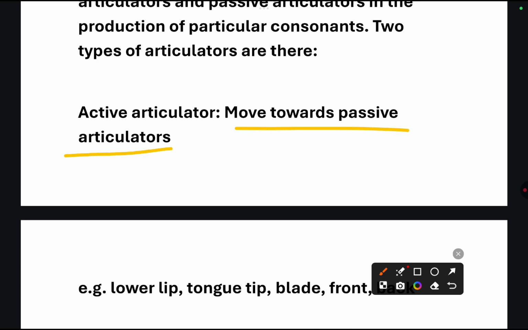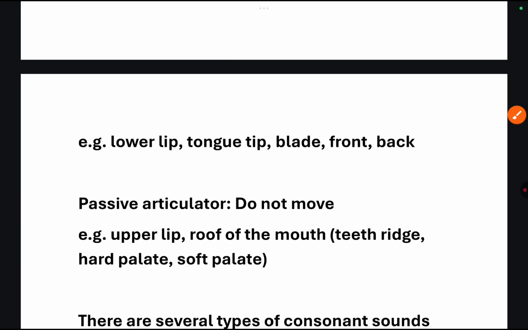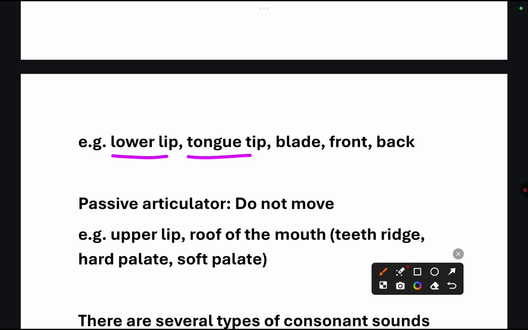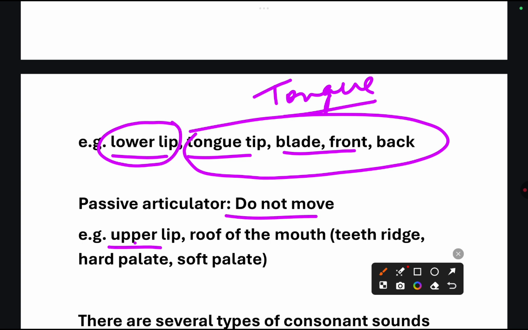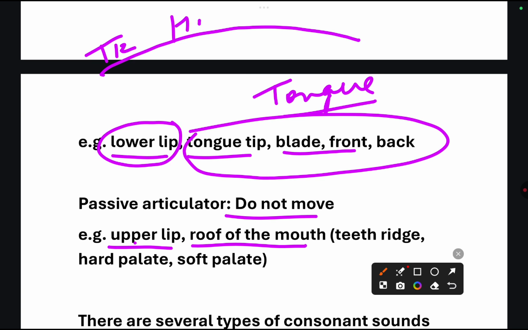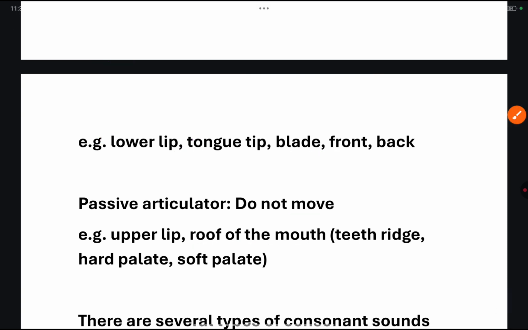Hope you understand it. Now what are the examples of active articulators? Lower lip, tongue tip, blade, front and back. Or in simple terms, I will say the whole tongue is the active articulator, meaning this whole tongue will move. Lower lip, you can understand it. Now the passive articulators do not move. Upper lip will not move. The roof of the mouth, the whole part from the teeth ridge to the hard palate to the soft palate, these are all parts of the passive articulators.